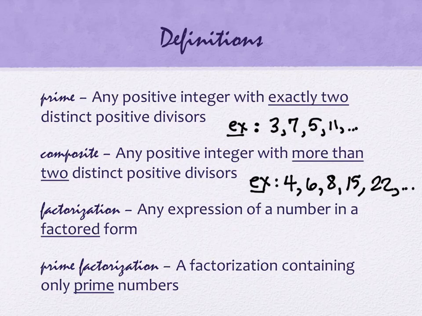Now, factorization is any expression of a number in factored form. So anytime you take a number and you break it down some way into factors, that is a factorization. Now, if you break it down into prime factors, then it's called a prime factorization. Right? That word's an adjective there. It's describing what kind of factorization. It's one that's primes.